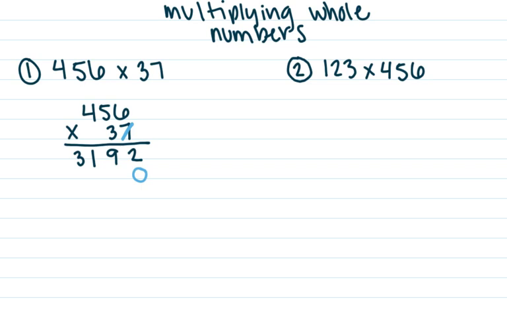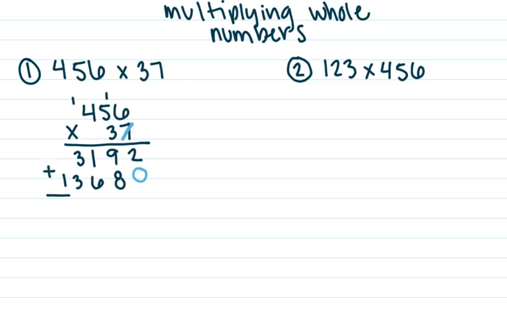Now, I am going to be multiplying the 3 times the 6, 3 times 5, and then 3 times 4. And then once I do that, I'm ready to start adding my numbers. So let's go ahead and multiply those things. 3 times 6 is 18, carry my 1. 5 times 3 is 15, plus that 1 I carried is 16. And then 4 times 3 is 12, plus that 1 I carried, which means that I have 13.